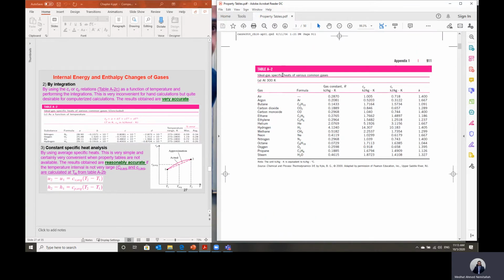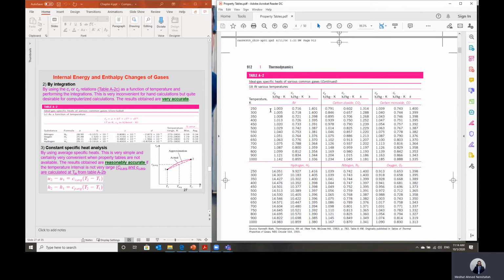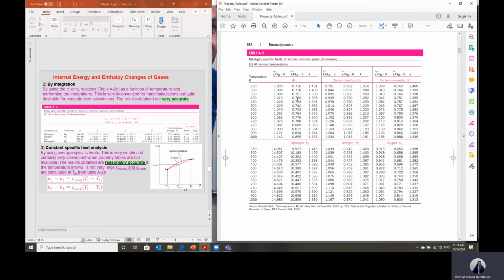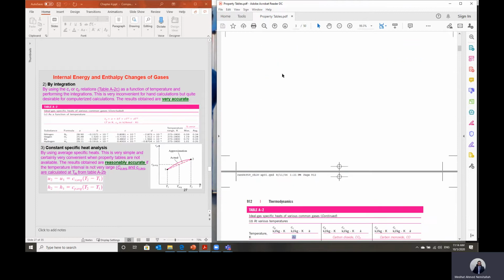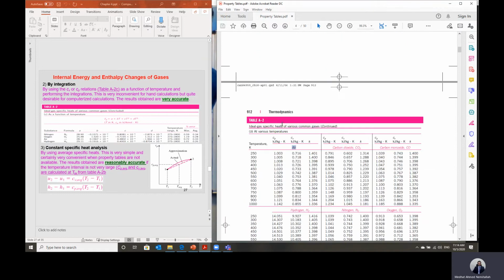Table A-2a is just giving the value of Cp and Cv at temperature equal to 300 K for a range of gases. If the gas is not listed in Table A-2b, which gives you Cp and Cv as a function of temperature for a range of average temperatures, maybe you may not find the gas there. You don't have a table for this gas. Like, let's say if we have helium or something, we don't have a table for helium in Table A-2b.